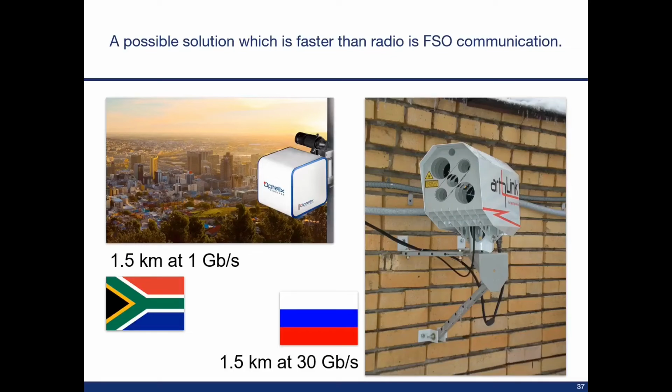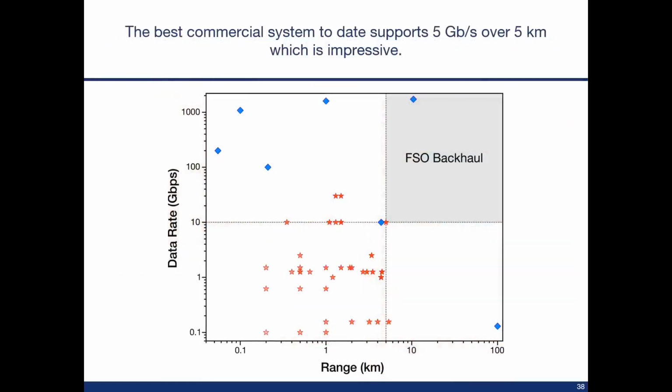The capacity of an FSO link is straightforward to increase using technology from fiber such as wavelength and polarization division multiplexing. Unfortunately, however, the range is currently quite limited, as atmospheric turbulence is a significant challenge, as you will have seen earlier. This scatterplot shows commercial systems as red stars and a selection of seminal experimental systems as blue diamonds. The best commercial system in terms of speed and range is 5 gigabits per second over 5 kilometers, which is quite a lot better than the competition.